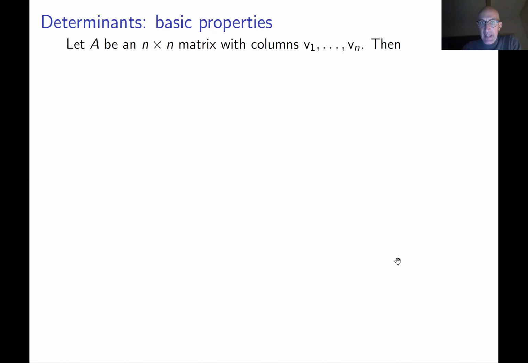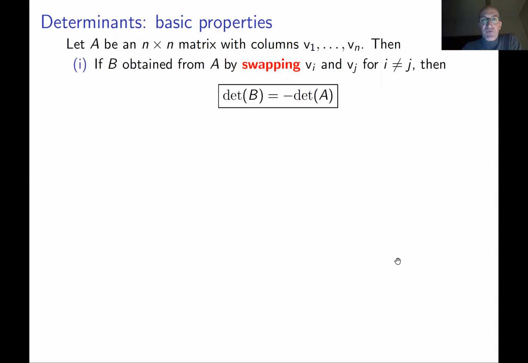So we fix a square matrix A, n times n, and we denote its columns by V1, V2, ..., Vn. Again, these are columns of the matrix A, and they are vectors in n-dimensional space. Then the first, probably the most important property of determinants is that if you swap two arbitrary columns, the sign of the determinant changes. You get the same number, but multiplied by -1. This is crucial for understanding the nature of the determinant. Every time you swap two columns, your sign changes.